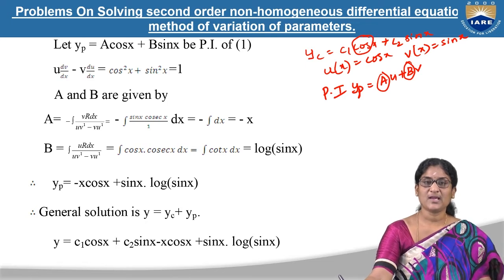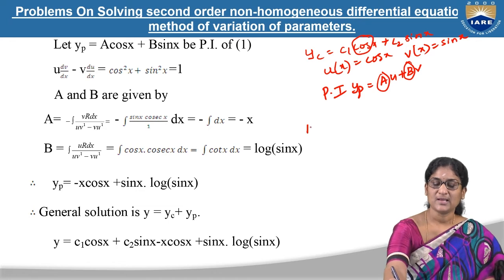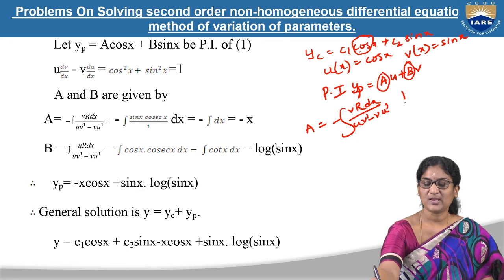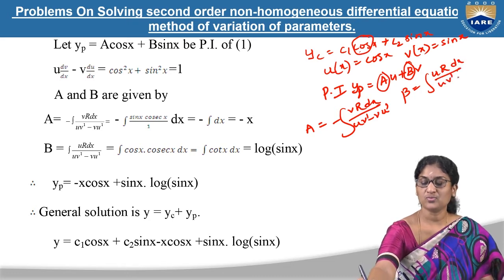So how do we find A and B? We have a standard formula to find A and B. A takes the value of minus integral of vR dx by the Wronskian value, that is uv dash minus vu dash. Similarly, B takes the value of integral of u into capital R dx by the Wronskian value, uv dash minus vu dash.